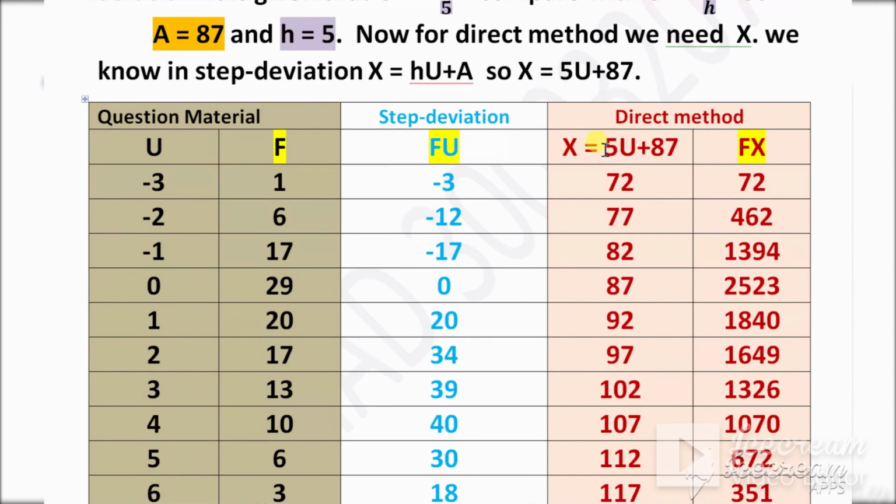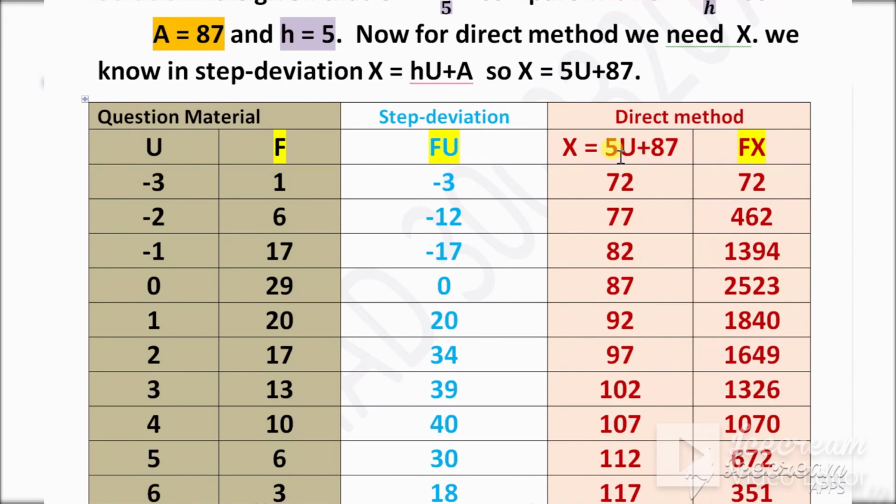It means multiply 5 with each number of u and add 87. How will you get this? This is the formula, keep in mind: x is equal to hu plus a. h is 5 and a is 87, so x is equal to 5u plus 87. So first multiply 5 with u, then add 87. 5 times negative 3 is negative 15, and negative 15 plus 87 is 72.